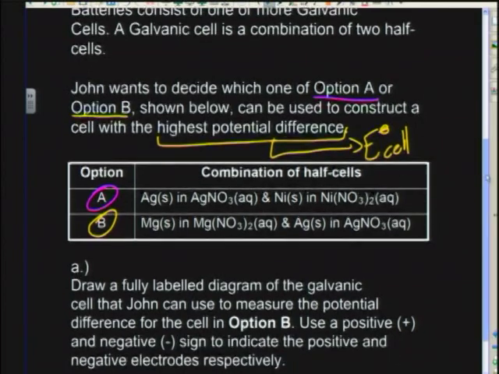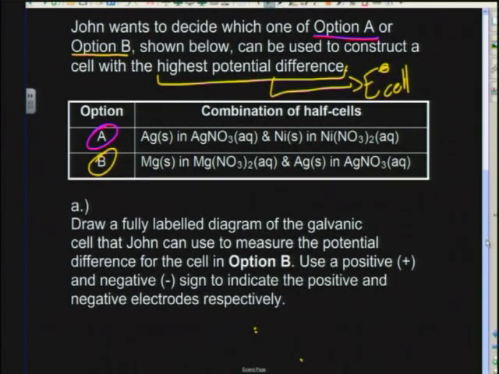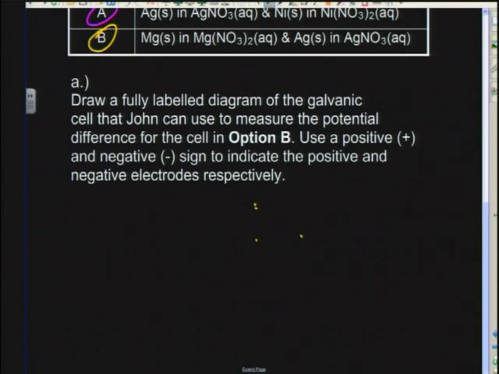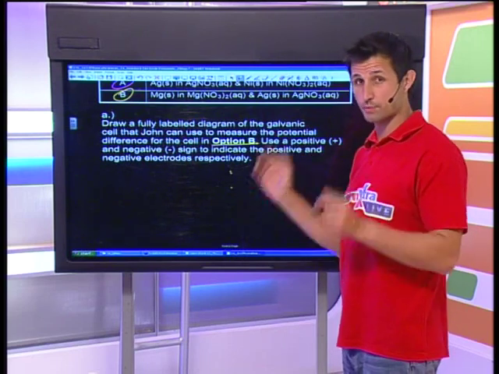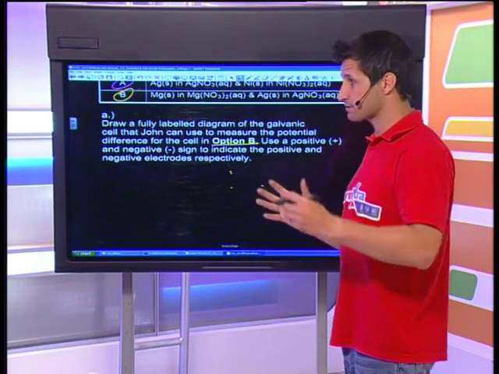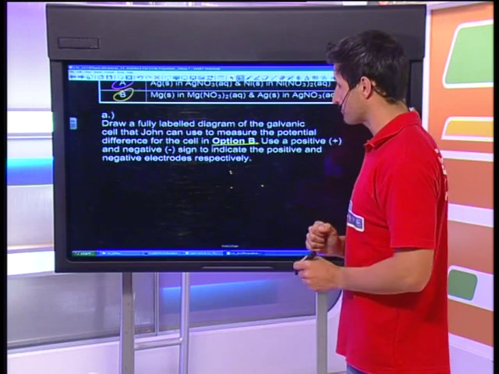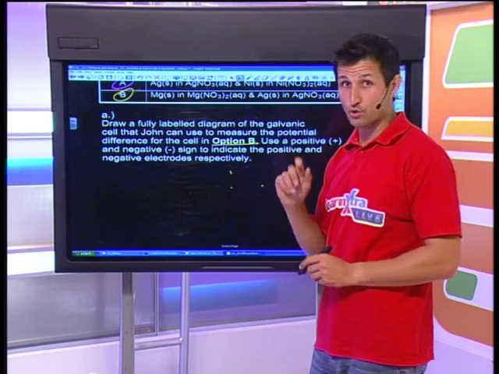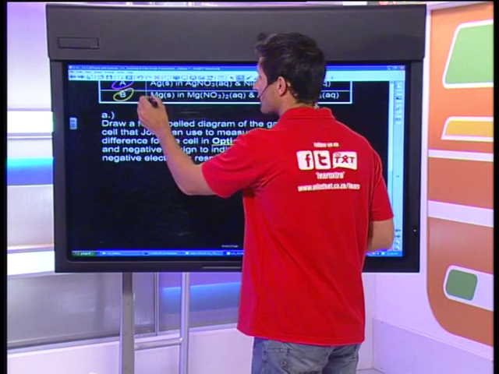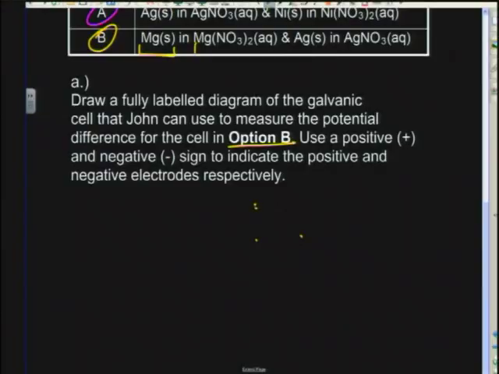But now they tell me in the first one to draw a fully labeled diagram of the galvanic cell that John can use to measure the potential difference for the cell in option B. Use a positive and negative sign to indicate the positive and negative electrodes, respectively. Now, guys, remember I told you to start thinking about pluses and minuses. Now, this is where it's going to start working for you. So they tell me that I must draw out option B. So now in option B, I've got to have magnesium with some magnesium nitrate. I've got to have silver and silver nitrate.